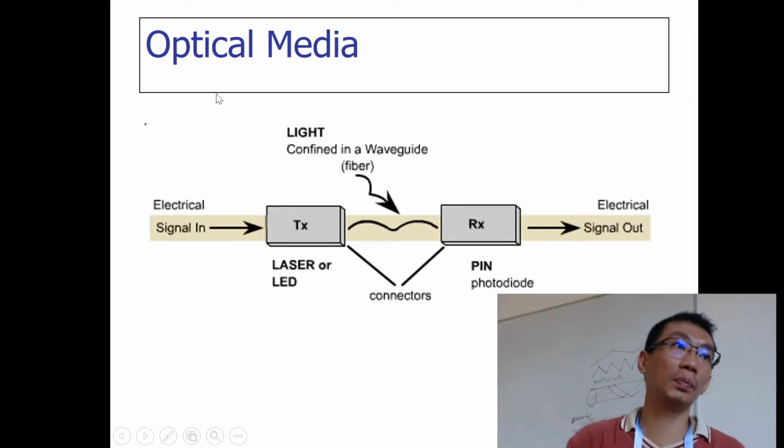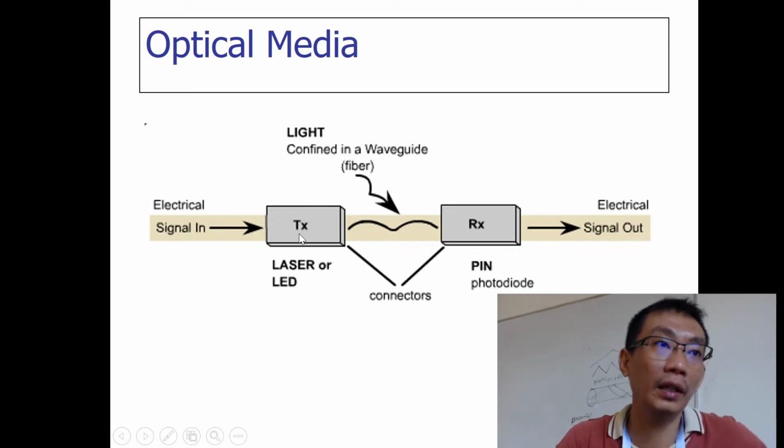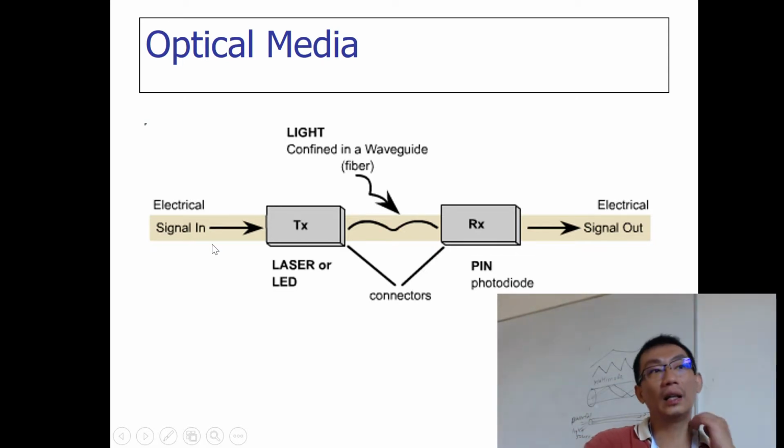Alright, so this is the optical media where the signal is coming in. Electrical signal, you use the laser or LED. You confine the wavelength guide on the wavelength, then you transmit the signal out. So this is the fiber. On the receiving end, you have a PIN diode that will change the optical signal to electrical.